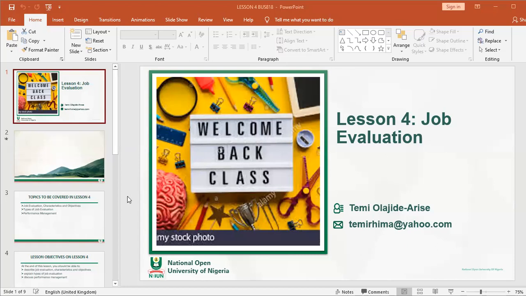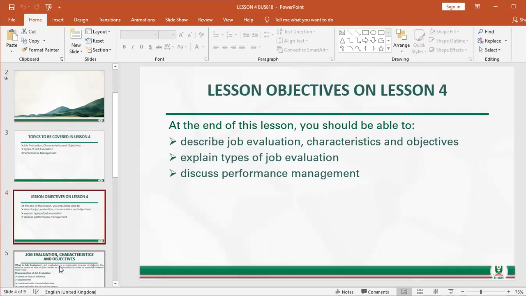So the topics to be covered in lesson 4 are job evaluation, characteristics and objectives. Then we're also going to be talking about types of job evaluation and lastly, performance management. So our lesson objectives are as follows. You should be able to describe job evaluation, its characteristics and objectives, explain types of job evaluation, and lastly, discuss performance management.